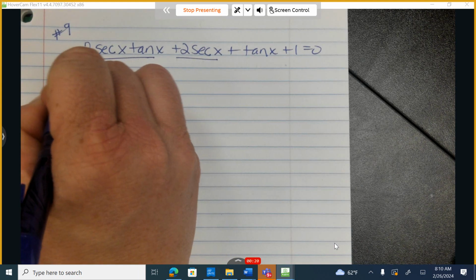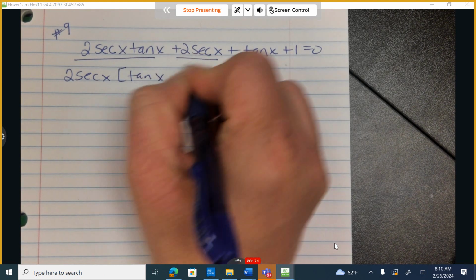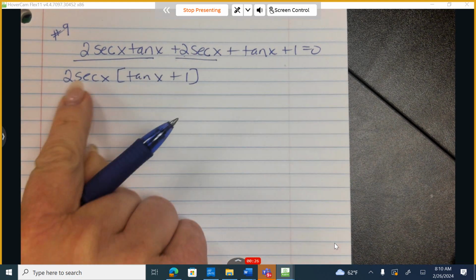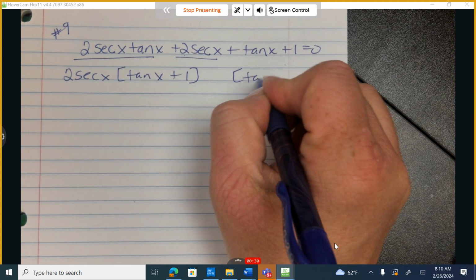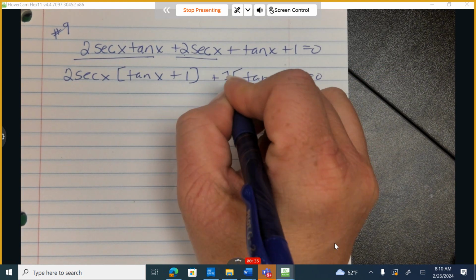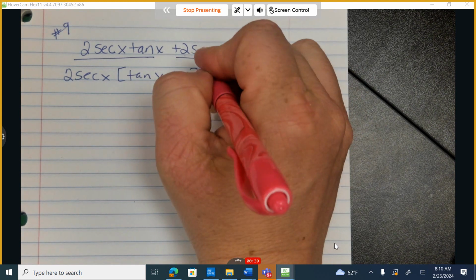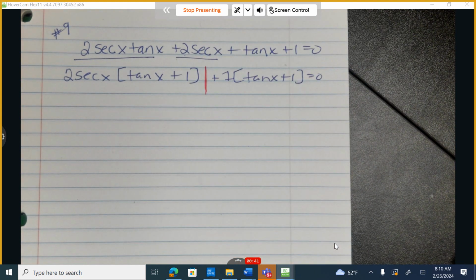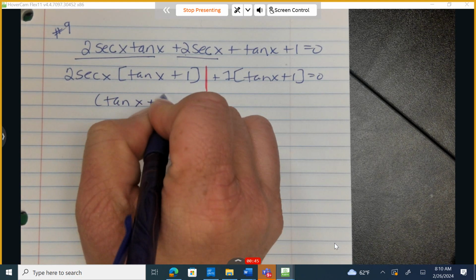So I'm going to factor out a 2 secant, and I'd be left with tangent of x plus 1. Let's make sure. Okay, I'm going to distribute, that works, distribute, that works. And notice in back, I also have a tangent of x plus 1. So I could put a 1 here because 1 times tangent of x plus 1 is still tangent of x plus 1. So this becomes like a factoring by grouping. Notice that the front and the back contain a tangent of x plus 1.